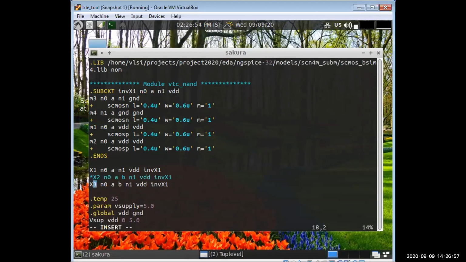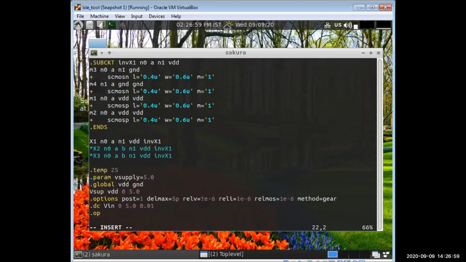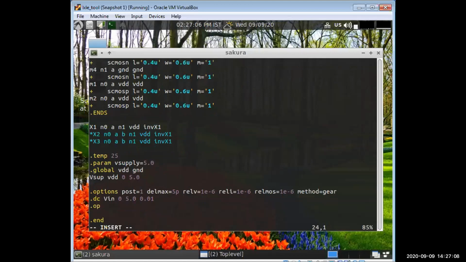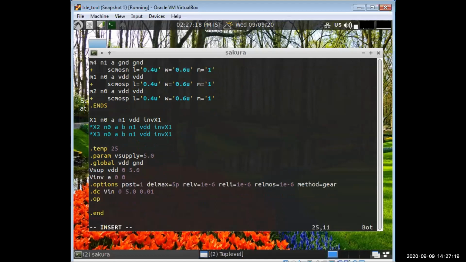So are you getting these two? Then the parameter we apply is 5 volts, global VDD and ground. We supply it to that node VDD. Then we give another voltage, that is VINV, to the A node, the node which I was telling you about. So do it 0, 0. Then .options, as per your wish you can comment or uncomment it. Then here we will sweep VINV from 0 to 5. I am giving 0.01. Comment this .OP, that is operating point.